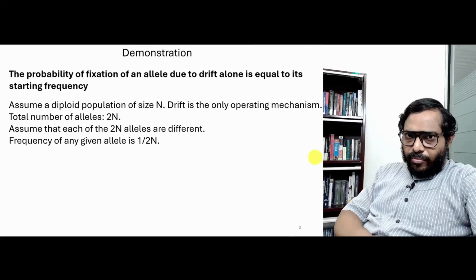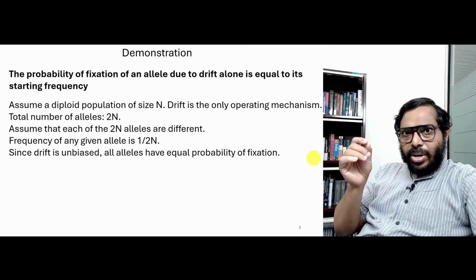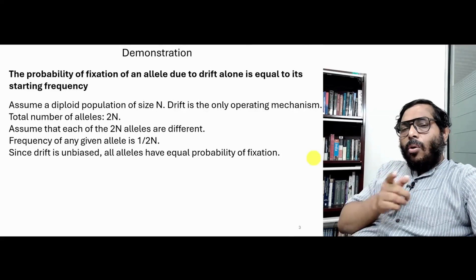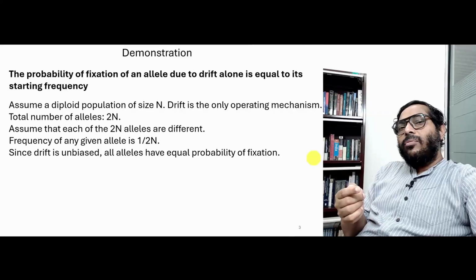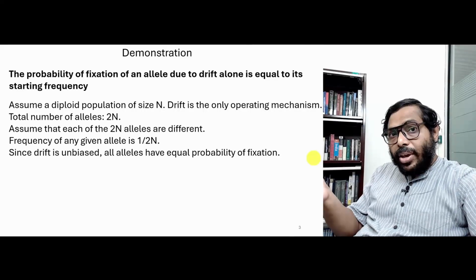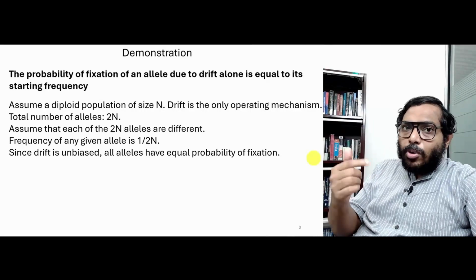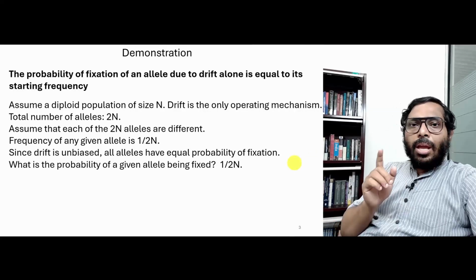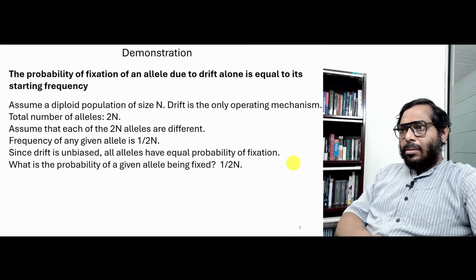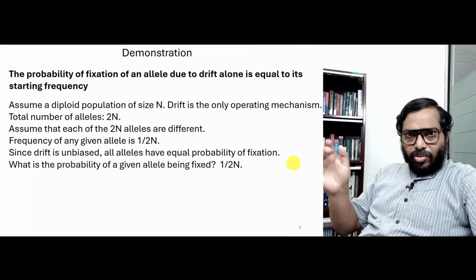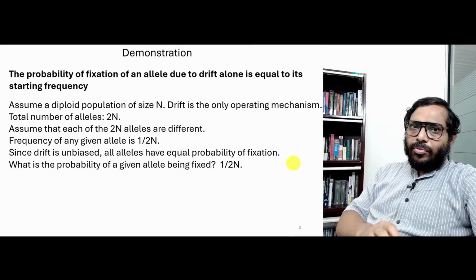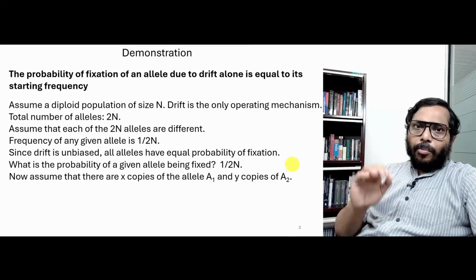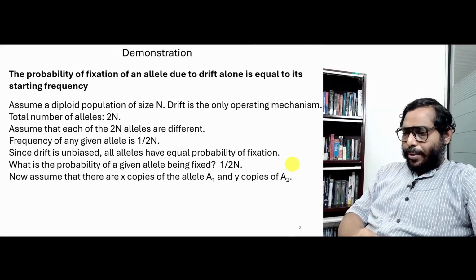Now, when we say that drift is operating, by definition drift is unbiased. Since drift is unbiased, all these 2n alleles each have an equal probability of getting fixed. If that be the case, what is that probability going to be equal to? That probability is simply going to be 1 by 2n. Now, let us assume that all these alleles are not different from each other. Let us assume that there are two kinds of alleles, A1 and A2, such that there are x copies of A1 and say y copies of A2. So, x plus y is equal to 2n.